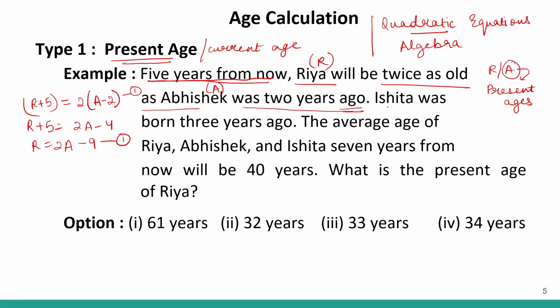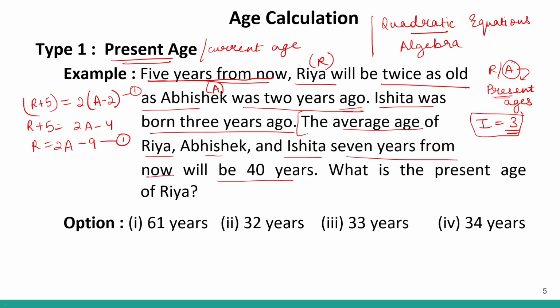Okay. Now we are given that Ishita was born 3 years ago. So if Ishita was born 3 years ago, the present age of Ishita will be 3. Correct? This is how old Ishita is presently. So present age of Ishita will be 3. This is given in the question. Now, the average age of Riya, Abhishek and Ishita 7 years from now will be 40 years.